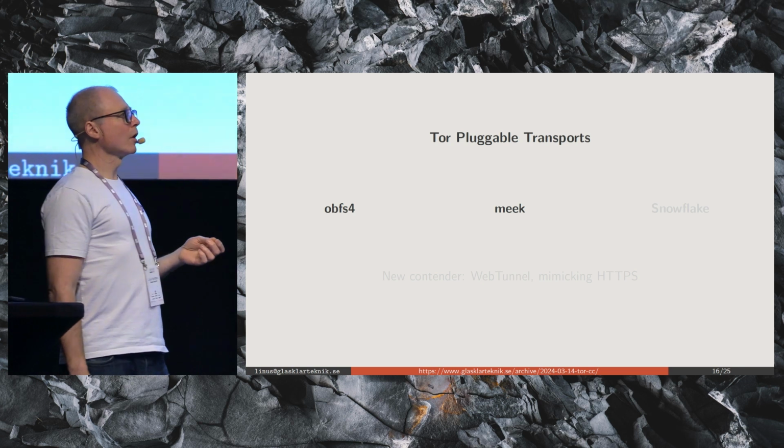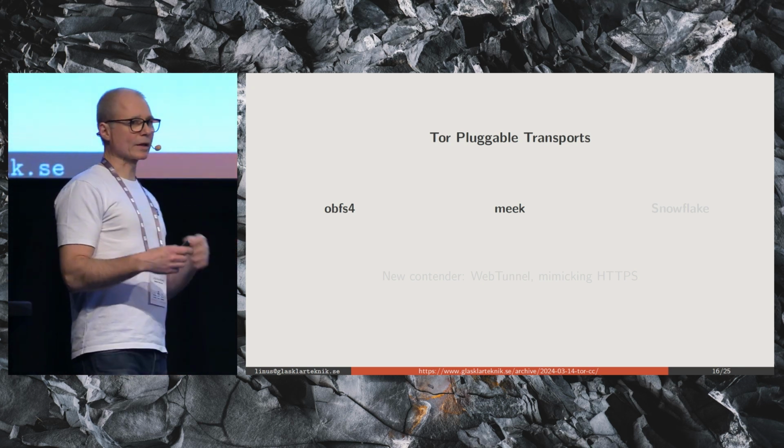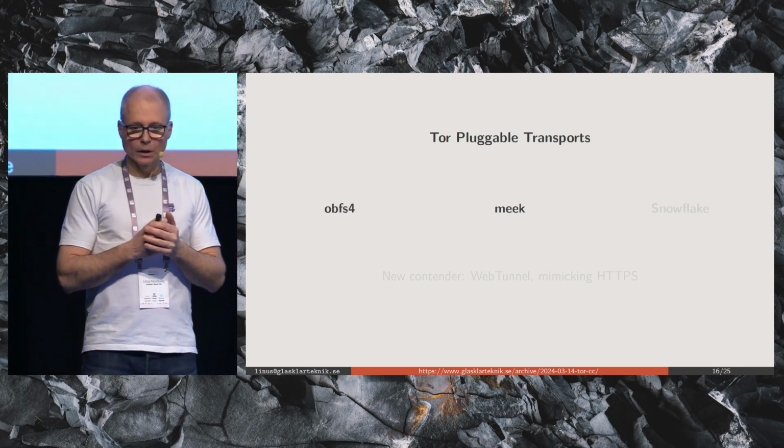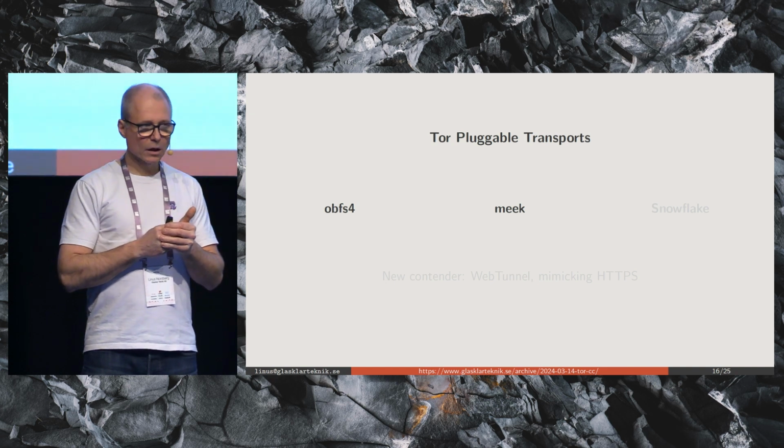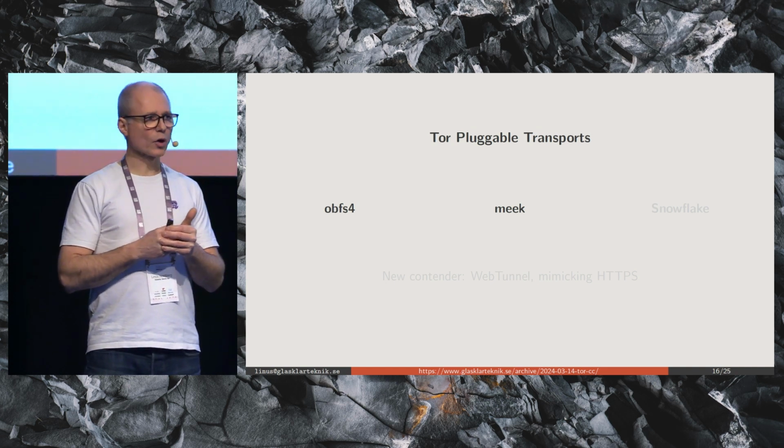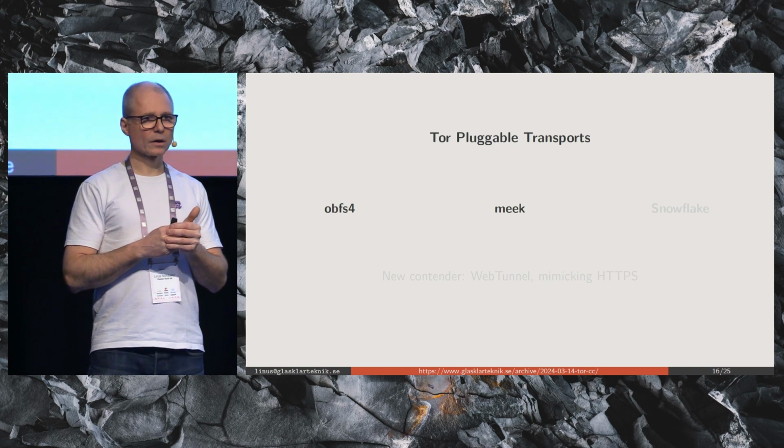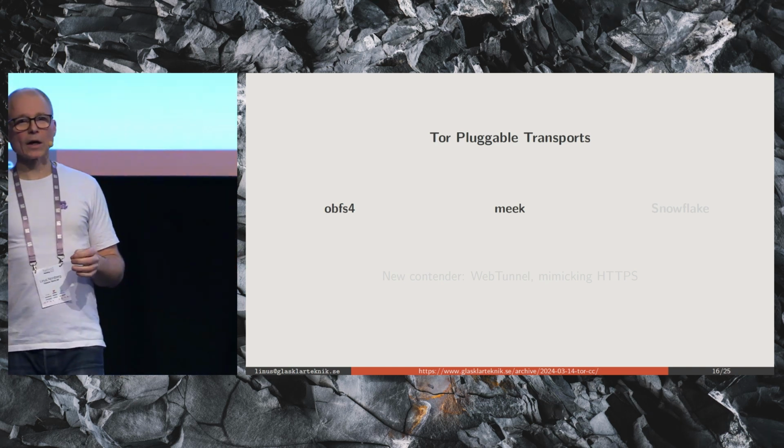That is another tool in the toolbox of anti-censorship techniques. And it is called domain fronting. Is that a known thing, domain fronting? Okay, it's not super known.